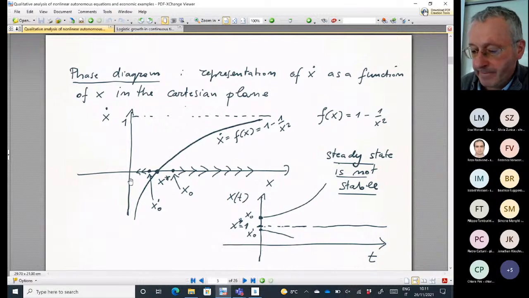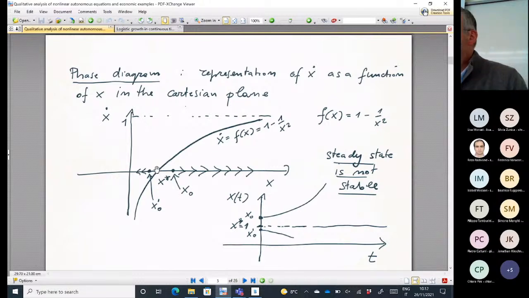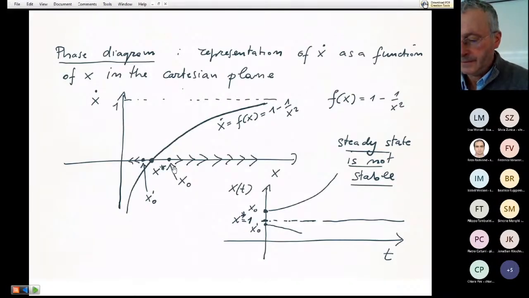Now, what happens if the system doesn't start at the point x star? If the system starts here, the derivative is 0, and the system remains at the level 1. Okay? Suppose that the system starts, x0 is here. What happens? Look, remember that here we have the time derivative as a function of the level of the variable. The level of the variable is here. What is the time derivative? Where can I read the value of the time derivative? Here. The time derivative is positive. The time derivative positive means that my quantity grows over time. Okay? If it grows over time, the movement, remember that the level of the variable is in the horizontal axis, is to the right.